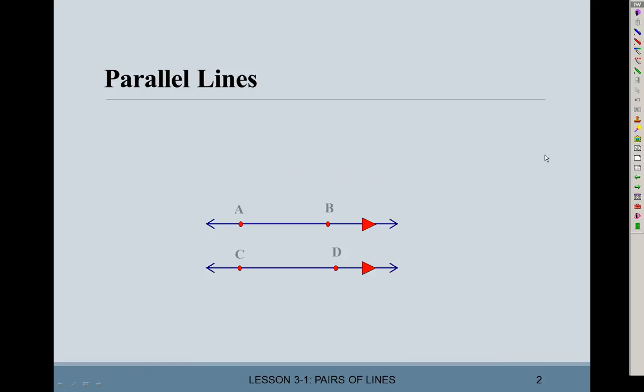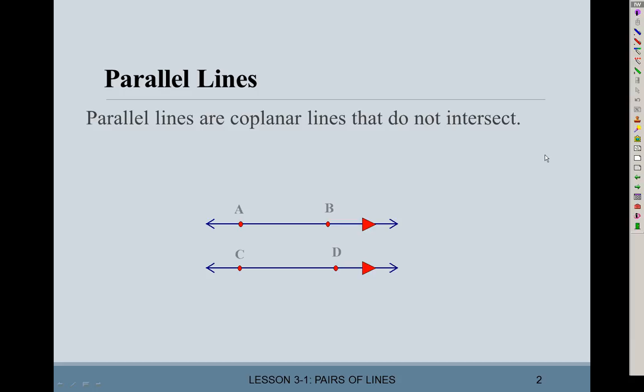So what are parallel lines? They're lines that are coplanar and do not intersect, just like railroad tracks or the double yellow line in the middle of the road. You use arrows to indicate that lines are parallel. These red arrows here mean that the lines are parallel. If you had a second set of parallel lines in the same picture, then it would get a double arrow.